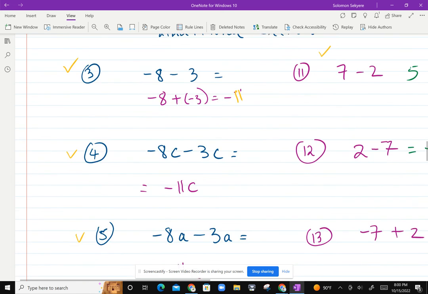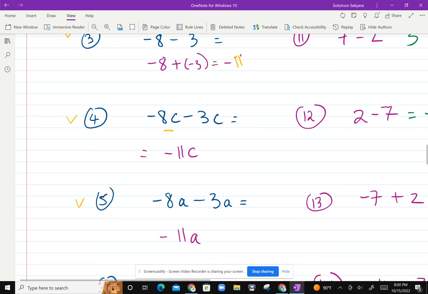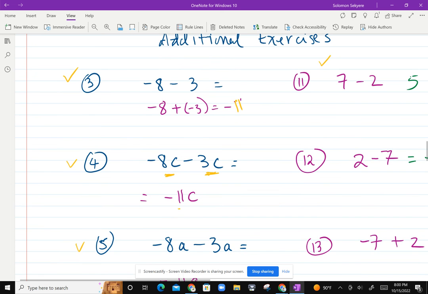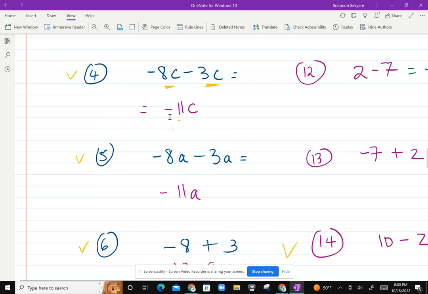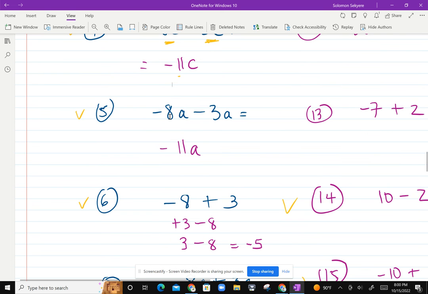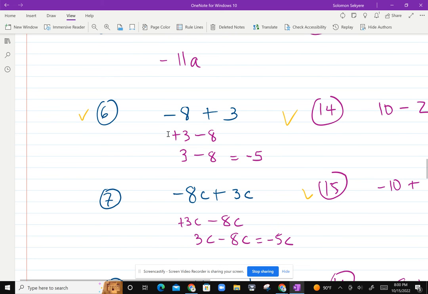In case I have a variable c, I'm going to do variables. I know you've heard about it, but you're going to use it to solve equations. It becomes negative 11c. So adding variables is just the same as adding plain old integers; you just attach the variable that you have. So negative 8a minus 3a is negative 11a. What is negative 8 plus 3? A negative number you are adding to.